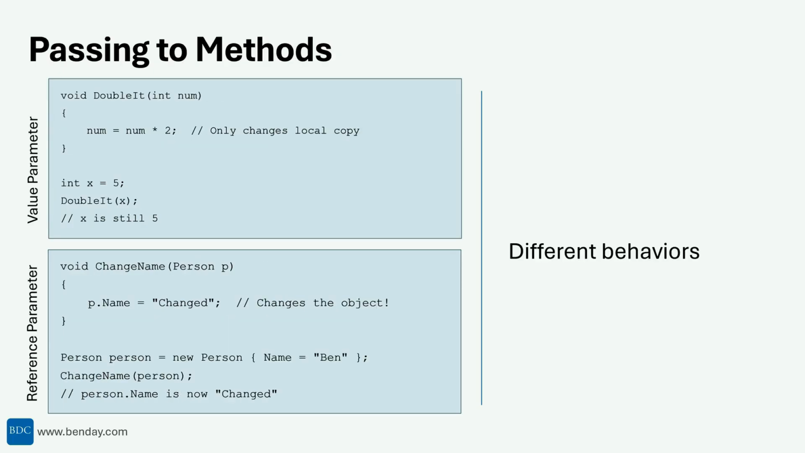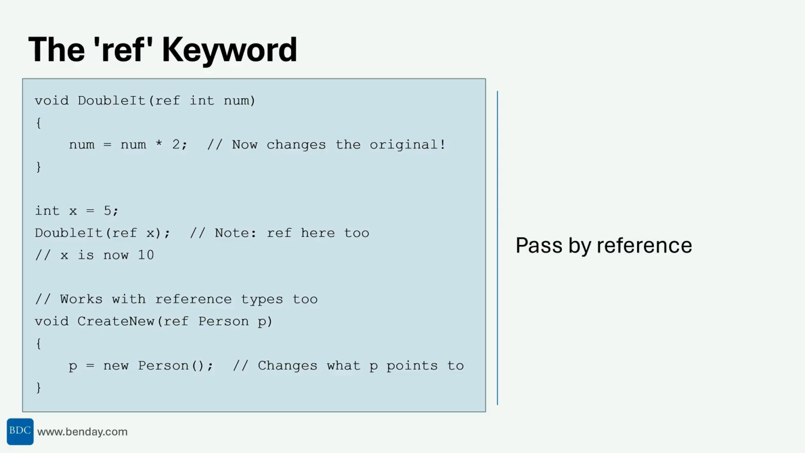When you pass a value type to a method, it gets a copy. Changes don't affect the original. But with reference types, you're passing the address. Changes affect the original object. The ref keyword lets you pass value types by reference so the method can change the original. You need ref at both the declaration and the call side.